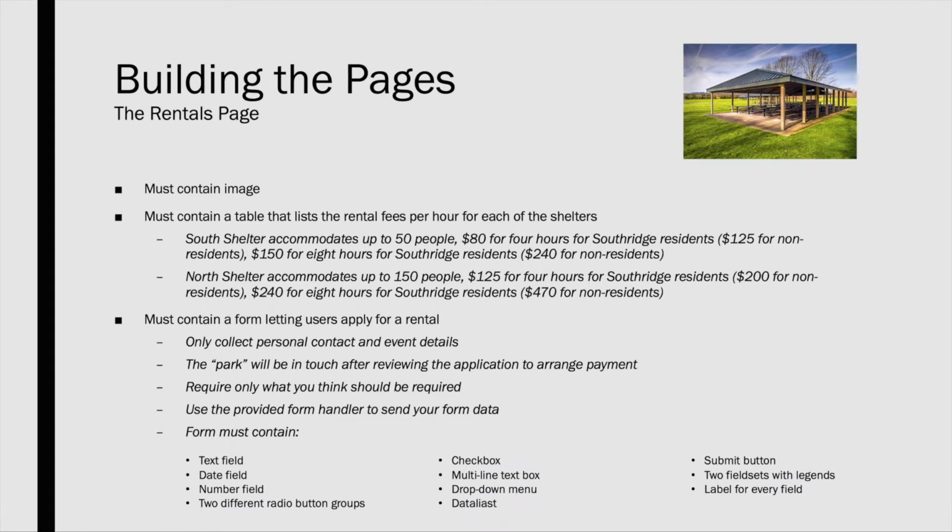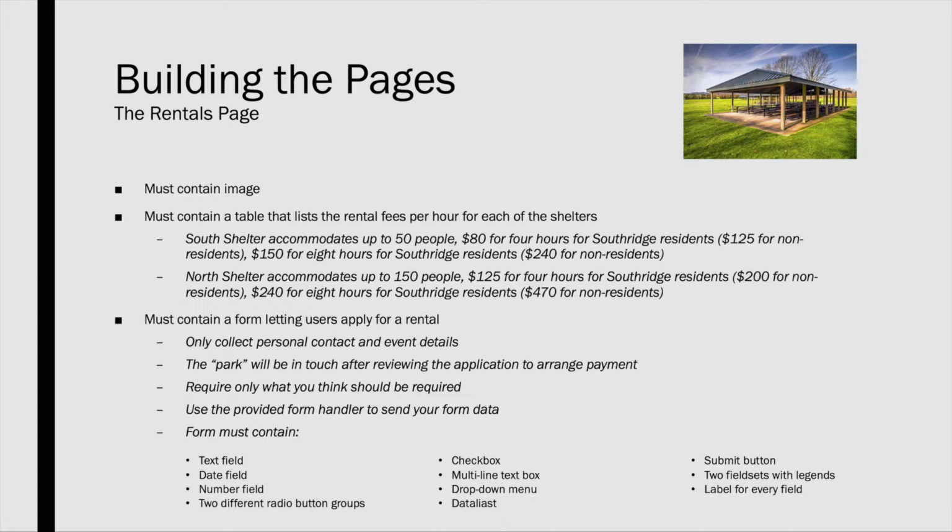It must contain the image of this shelter. It also must contain a table that lists the rental fees per hour for each of the shelters. The South Shelter accommodates up to 50 people, $80 for 4 hours for South Ridge residents, or $125 for non-residents, $150 for 8 hours for South Ridge residents, $240 for non-residents.